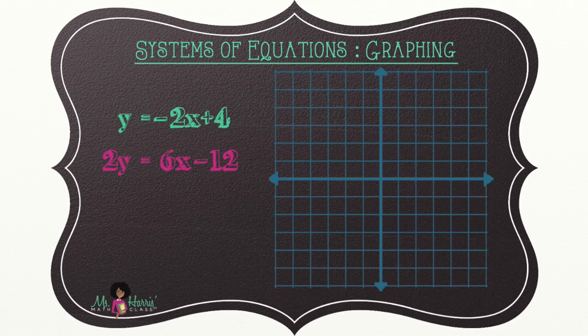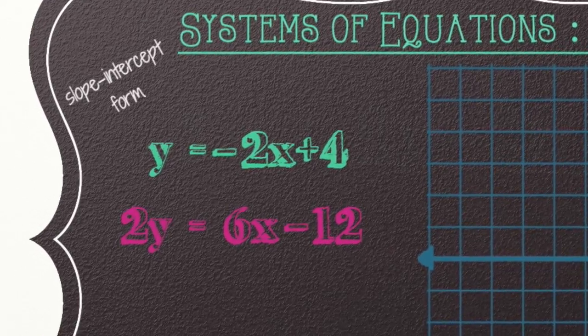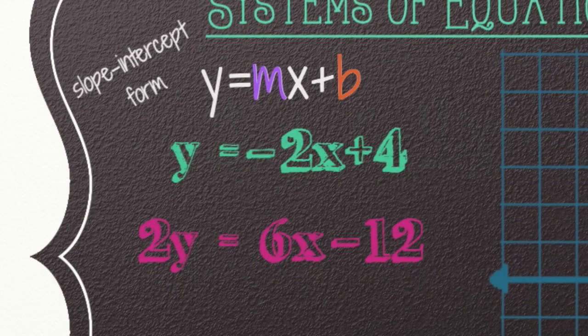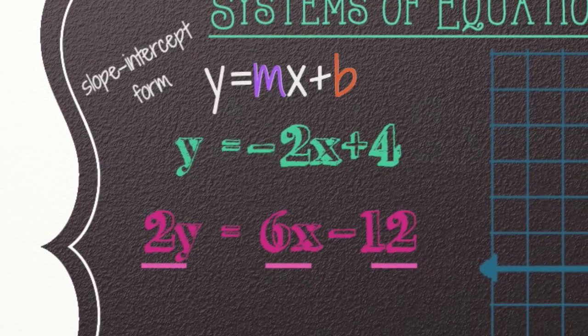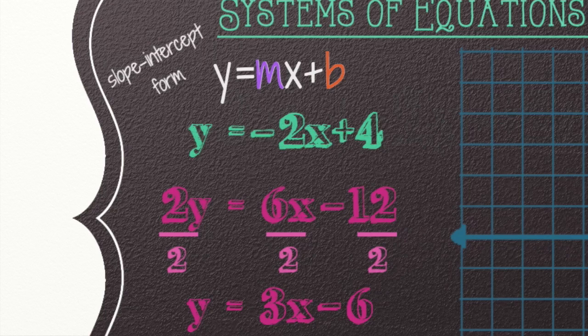Now remember, to graph, we need to ensure both equations are in slope-intercept form, which is y equals mx plus b, where m represents the slope and b represents the y-intercept. Our second equation, 2y equals 6x minus 12, is not yet in slope-intercept form. To do so, divide both sides of the equation by 2, giving us y equals 3x minus 6.